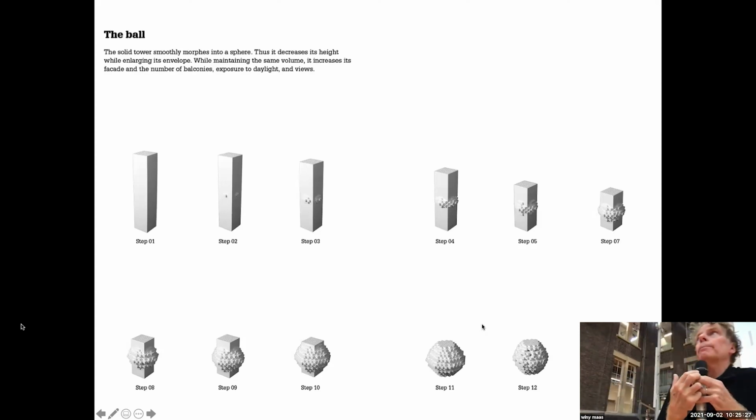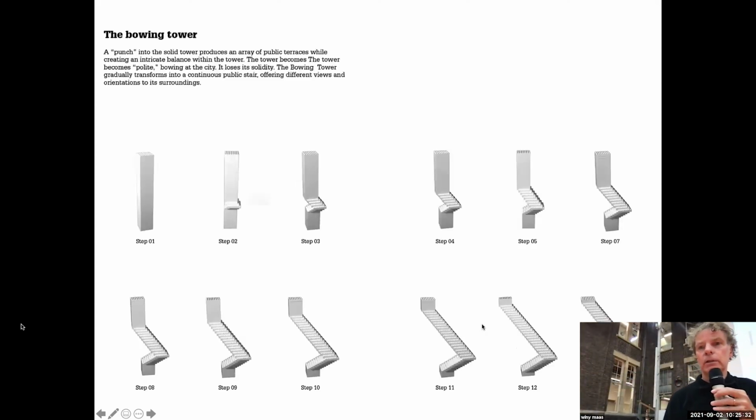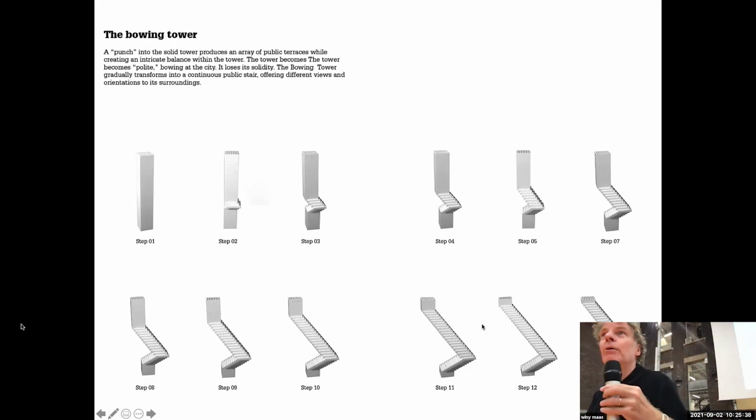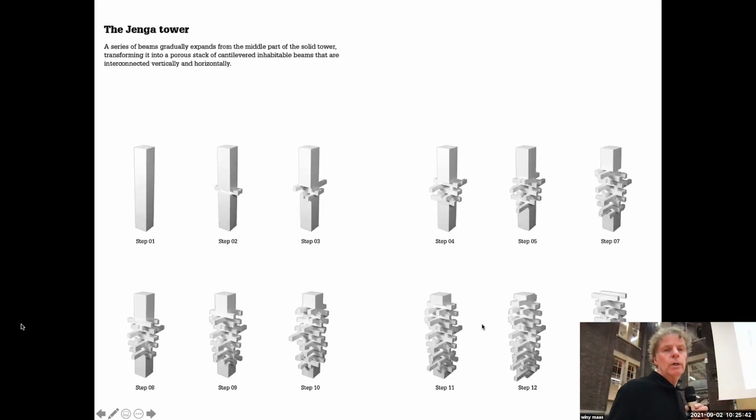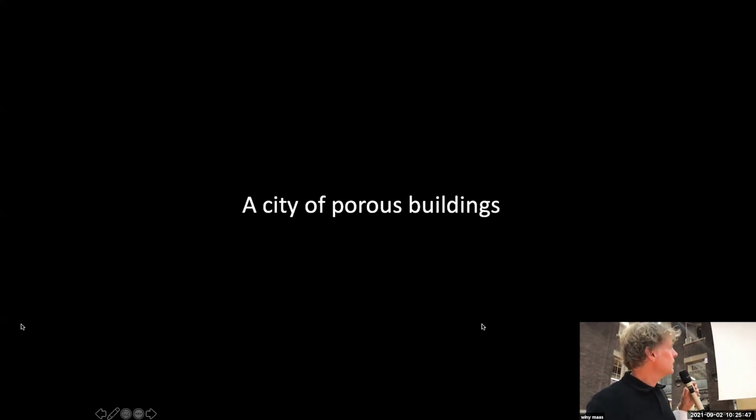Here you see the search for the best skin in a way that leads always to a ball or a sphere. Or here, how it can turn into steps and then to a balancing tower, a very polite one that bends to you in that way, or to this Jenga technology in that way. So what is the next?